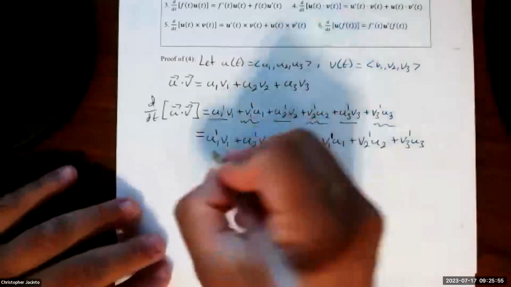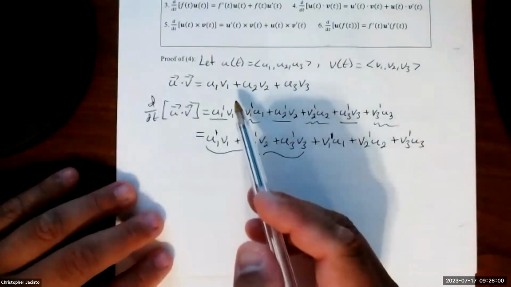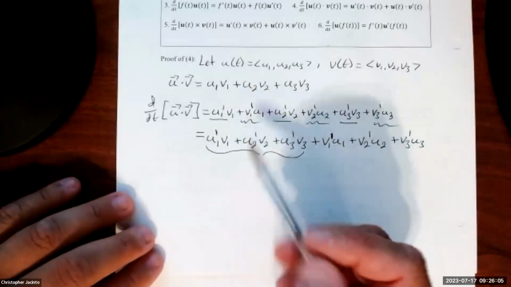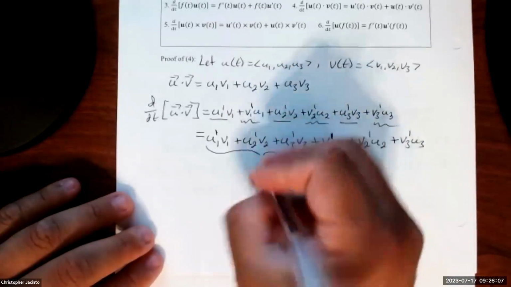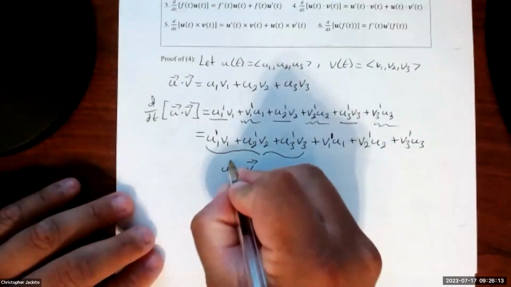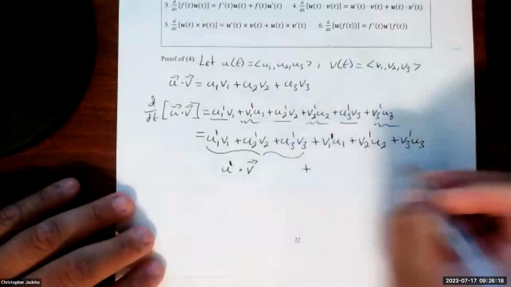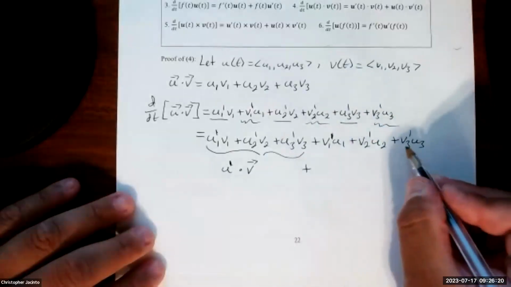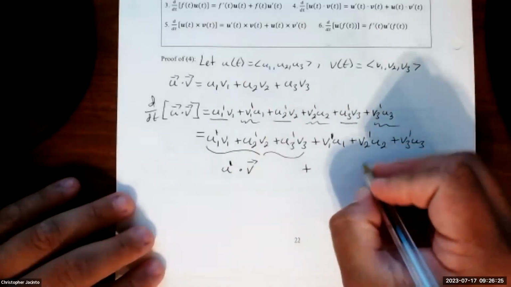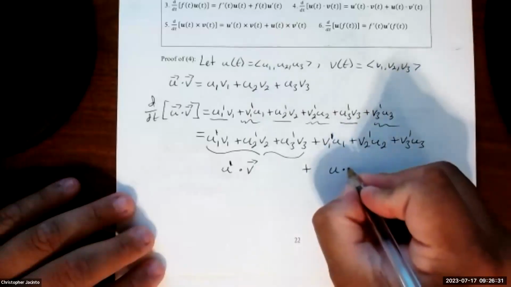Okay. So now, if I just look at that part there, that's our dot product. Right? That's v1, v2, v3. So that's v prime dot product with what? U prime. Plus, let's go over here. That's the u. So that's u itself, dot product with what? V prime.